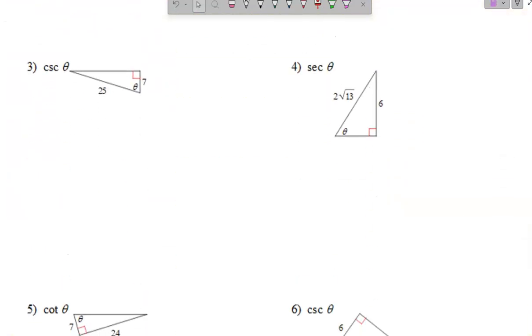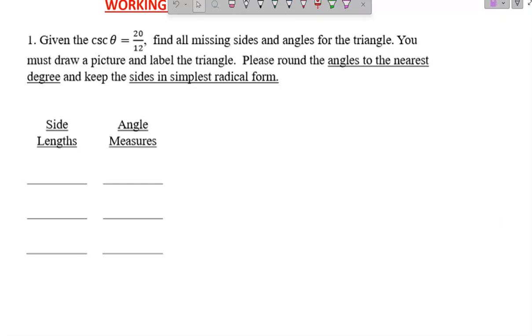So we're going to do some working backwards questions now and start with problem number 1. The first thing we want to note right away is we are being given the cosecant of theta ratio as 20/12. And so what we want to do is find all the missing sides and all the missing angles of this right triangle.